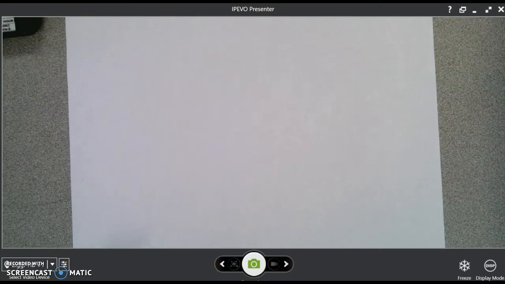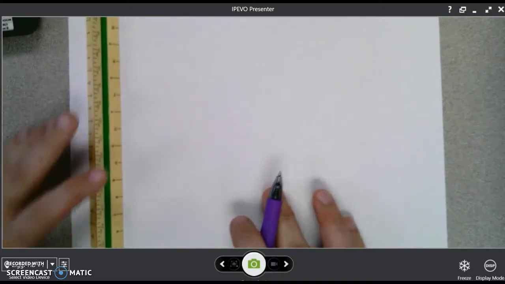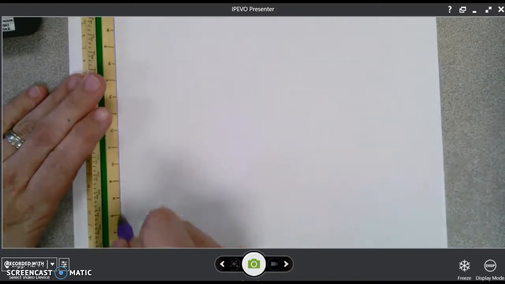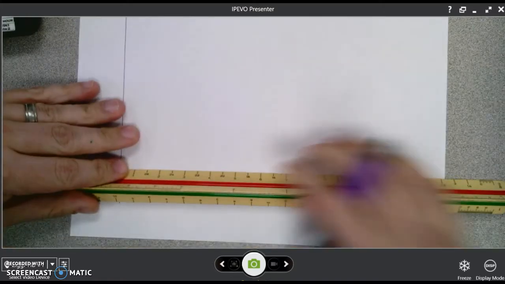I need a ruler first. So this is going to be for my y-axis. I'll do just a straight line going down. And for my x-axis, I'm going to do a straight line going across.